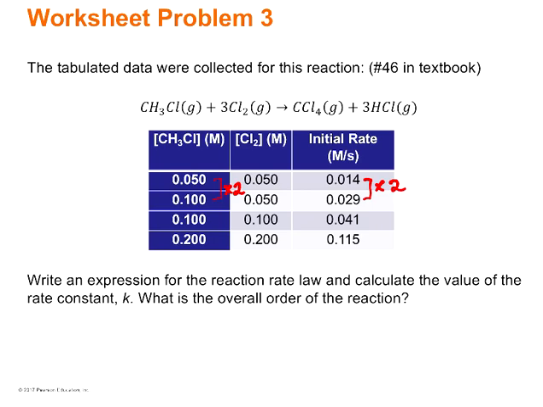And so that tells us that the order in regards to the first reactant is 1, because the initial rate is doing exactly what the concentration is doing for the first reactant. So they're directly related to each other. So let's just start writing out our rate expression here. We'll just put a 1 there. And then the other reactant, Cl2, we don't know what the order of that is, so we'll try to figure that out.